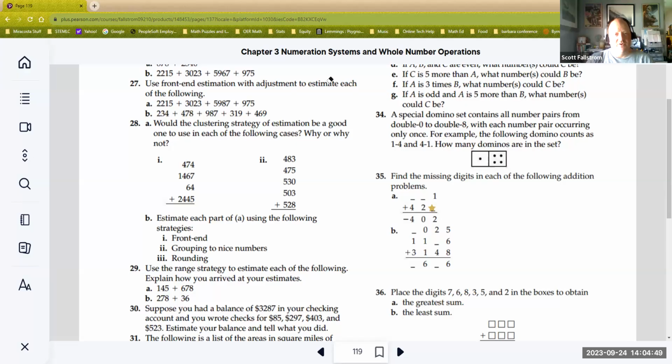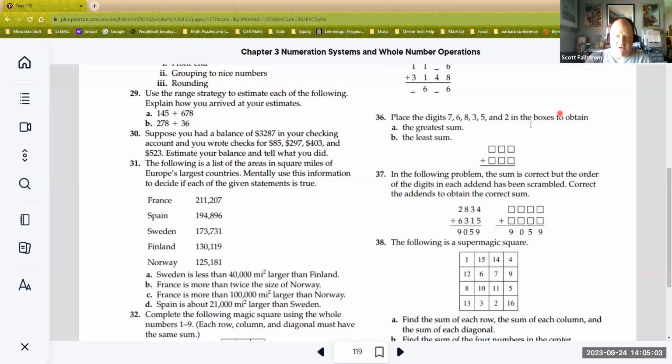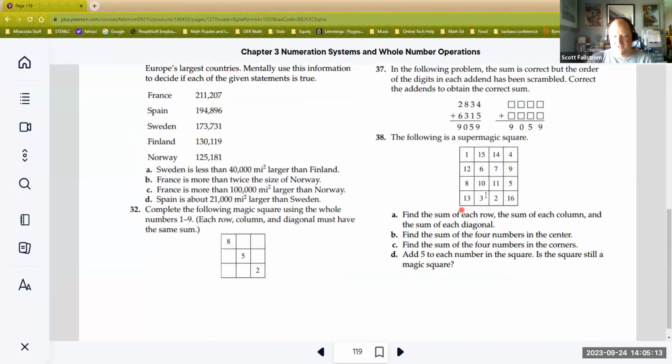And then they'll put a new star up here. Maybe I'll put a heart up here. What plus 2 gets me to 0? Okay, now again, we're adding only. So when you see a 0, you might want to be thinking about some type of regrouping that occurred. Okay. Place the digits in the box to obtain the greatest sum and the least sum. This is a great question for figuring out where do I need to put things. And in the following problems, the sum is correct, but the order's been scrambled. That's fine. Super magic square. Love it.